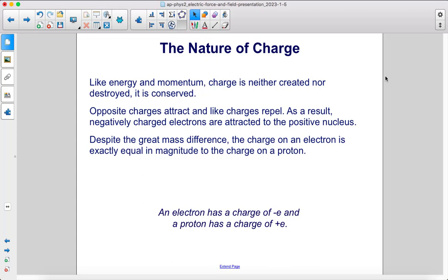Opposite charges attract and like charges repel. As a result, negatively charged electrons are attracted to the positive nucleus. Despite the great mass difference, the charge on an electron is exactly equal in magnitude to the charge on a proton. An electron has a charge of negative e, and a proton has a charge of positive e.